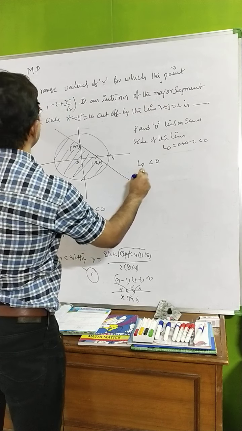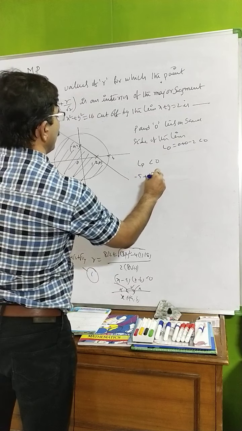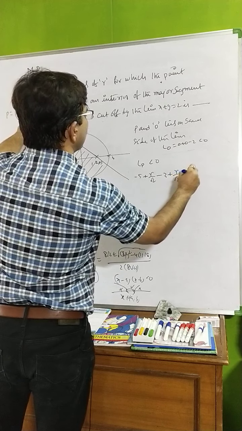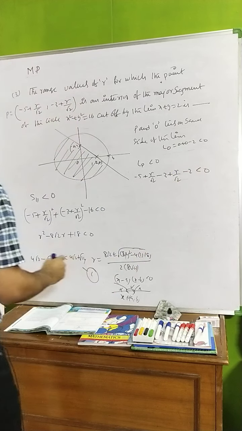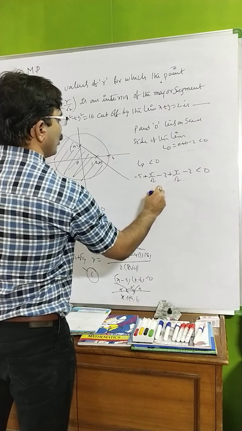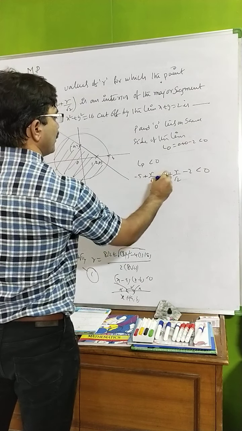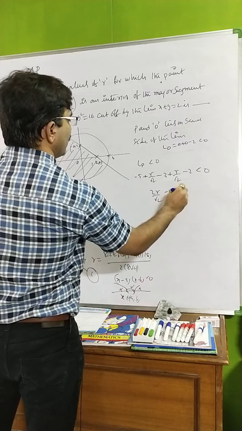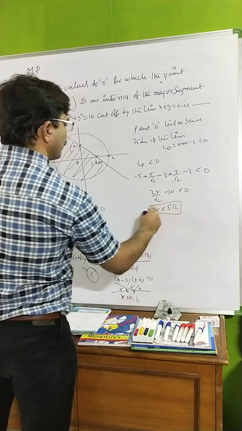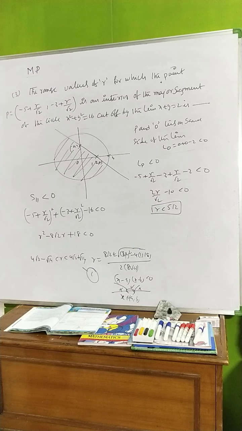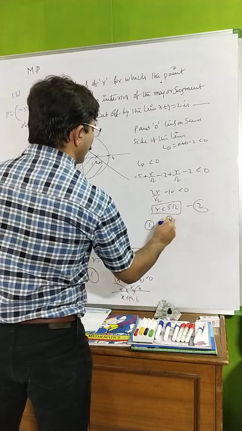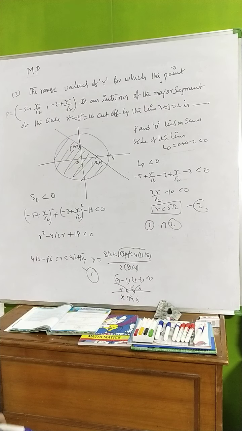That means here minus 5 plus r by root 2, and here minus 3 plus r by root 2, minus 2 less than 0 we are getting here. Now, after simplifying, you see this one? 2r by root 2, and this is how much here? 10. Minus 10 less than 0. So r is less than 5 root 2, you can say that. This is equation 2. From 1 and 2, 1 intersection 2 you have to do.